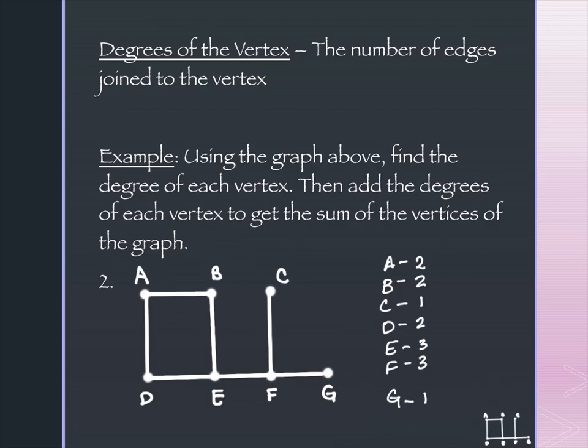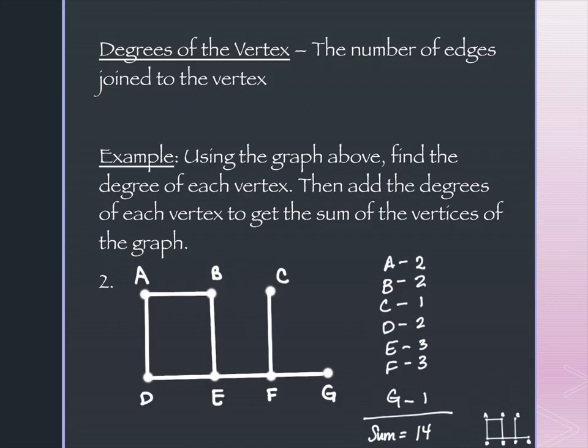Real quick. So if I were to take all those degrees and add them up, 2, 2, 1, 2, 3, 3, 1, how many am I going to get? There's 14. Okay, there's 14. And how many vertices did we have? 7. How many edges do we have? 7.